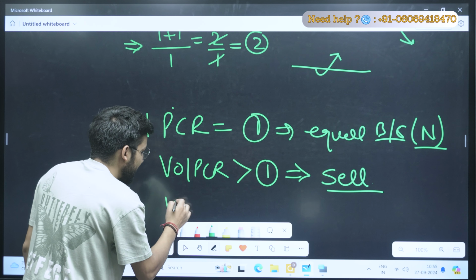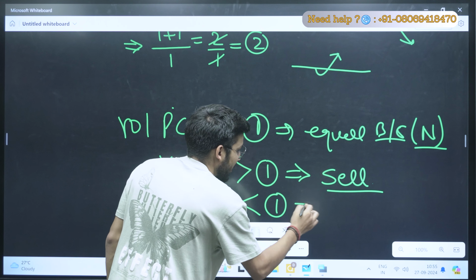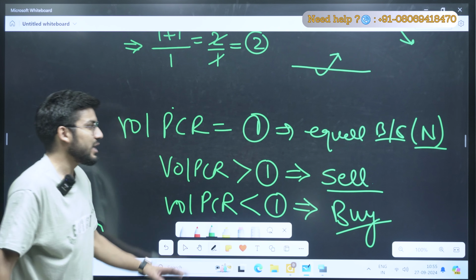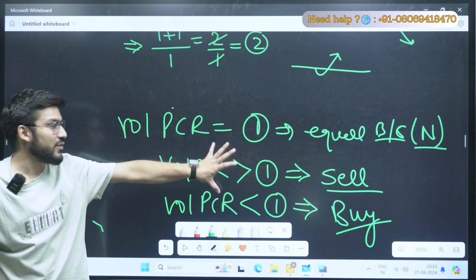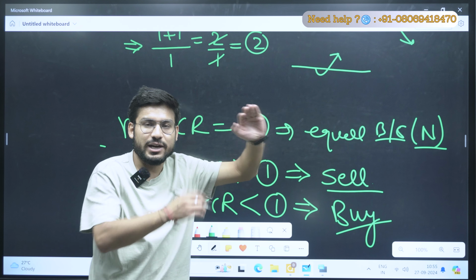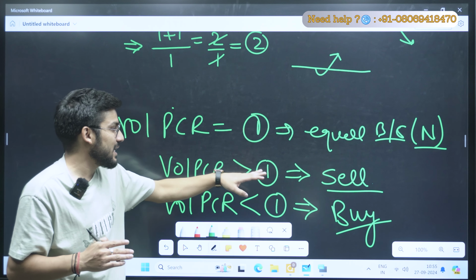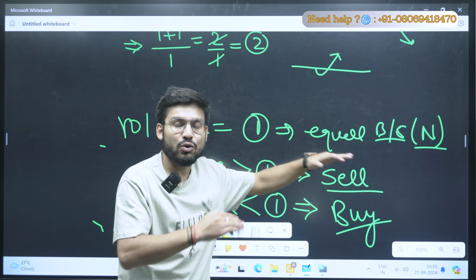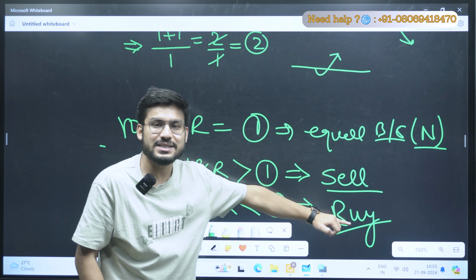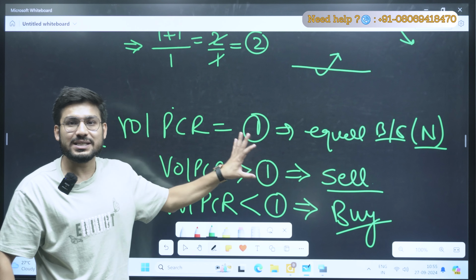And whenever my volume PCR is less than 1, at that time there is a buying scenario in the market. So note that when volume PCR is 1, the condition is neutral: an equal number of buyers and equal number of sellers. Whenever volume PCR is greater than 1, there is a selling condition, and whenever it is less than 1, there is buying happening in the market. Right? I hope this is clear.